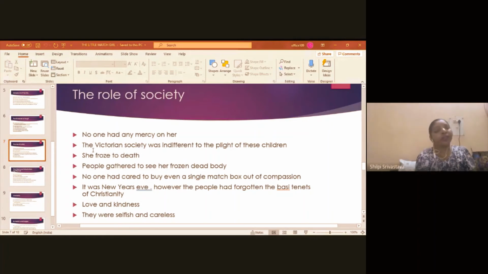People gathered to see her frozen dead body. Yes, if you remember the end of the story, people gathered to see the dead body. So don't you think that the people might have seen the girl the previous evening? No one had cared to even buy a single matchbox out of compassion. Sometimes what happens, some vendors come to you and they tell you, even though you do not need something, but if an old person is selling, out of compassion, out of kindness, you do buy some item from that person. But here they did not bother to do that.